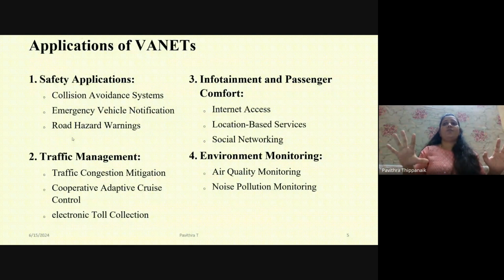So your other vehicles will get to know that there is a road closure or a road accident. Therefore, they can dynamically reroute themselves. When they can dynamically reroute themselves, obviously congestion will also reduce, and with the help of these road hazard warnings. So that is the major application of VANET.